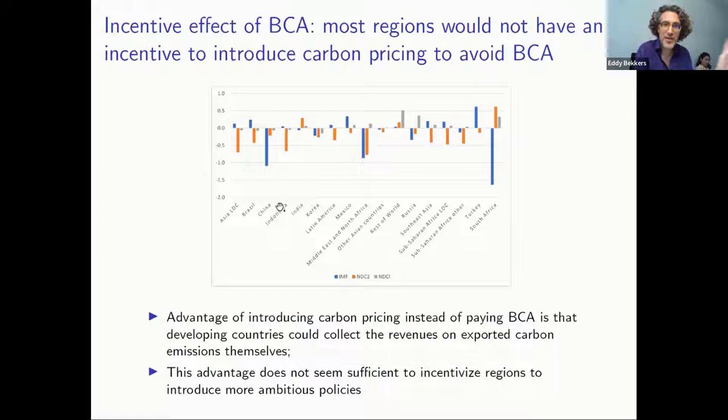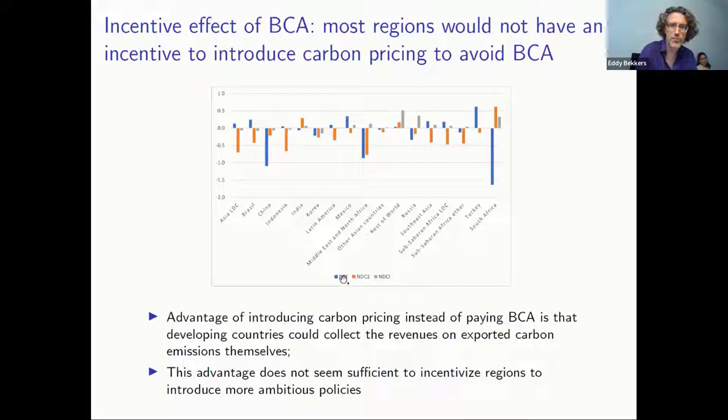When we look at the results for BCA, we see that most of the bars are on the negative side. So what do we have in these bars? As I've mentioned two slides before, we look here at the change in welfare, the change in real income, for countries that are not part of the carbon pricing club if they were to decide to join the carbon pricing club and therefore, in this case, not have to pay the BCA anymore. And we do that for three different policy scenarios.